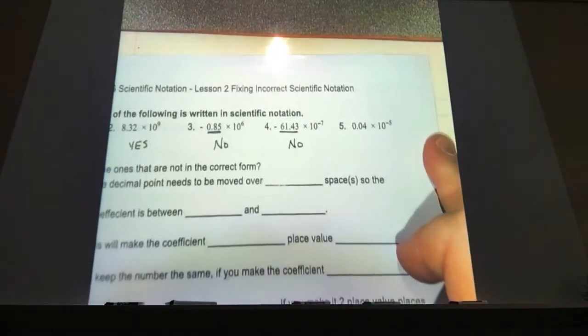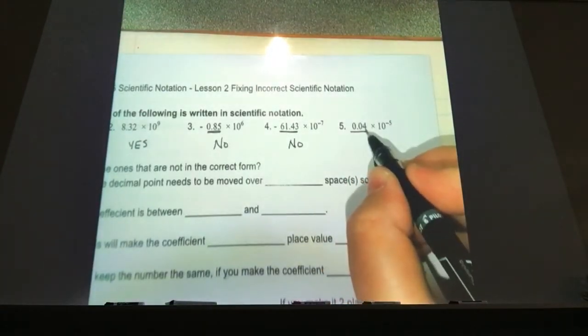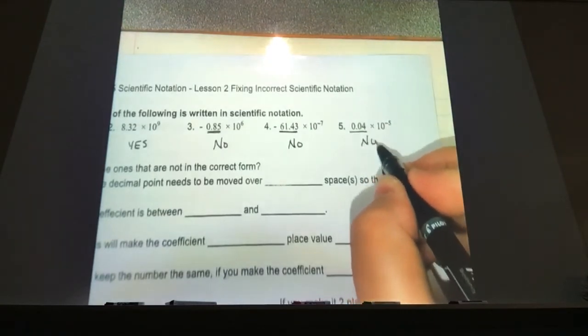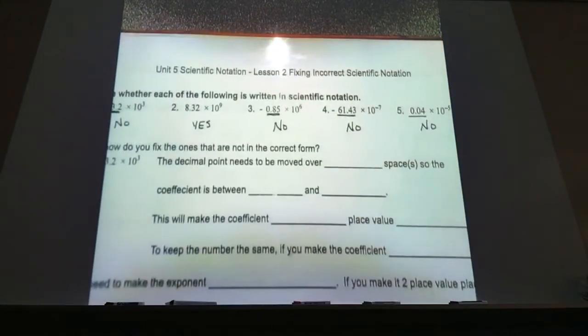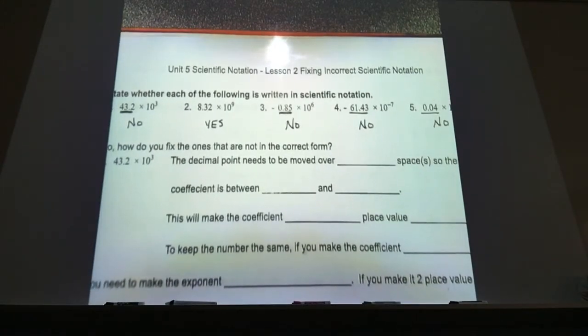And how about this last one? Is this number 4/100 between 1 and 10? And the answer, of course, is no. So in today's lesson, we're going to talk about fixing them if they're not in proper scientific notation. How are you going to fix it? Well, I'm going to show you.